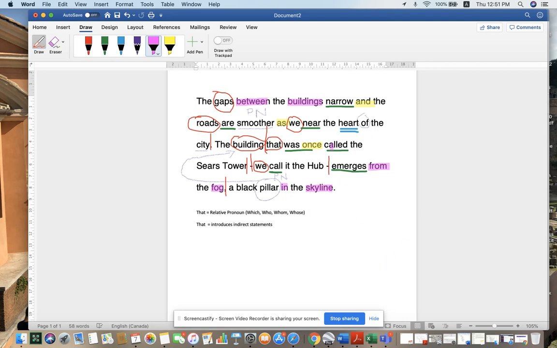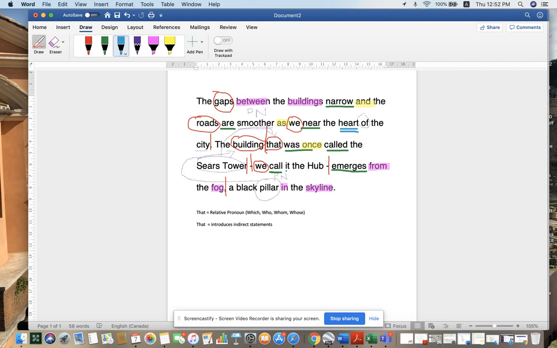So that is my subject, was once. There's the adverb, called. What was it called? It was called the Sears Tower. Another predicate nominative. But in this case, we could say building, and you would be kind of right, because the Sears Tower is the building. But grammatically, it actually is describing that. Okay, so if you were to ask, well, what is the relative or the antecedent or the predicate nominative, what is Sears Tower referring to? The most correct answer would be that.